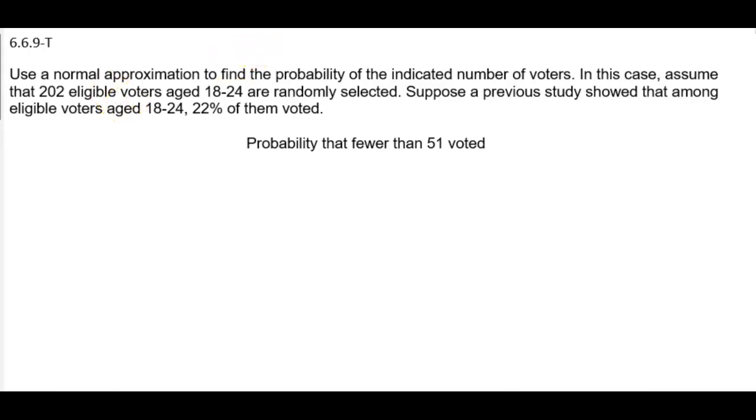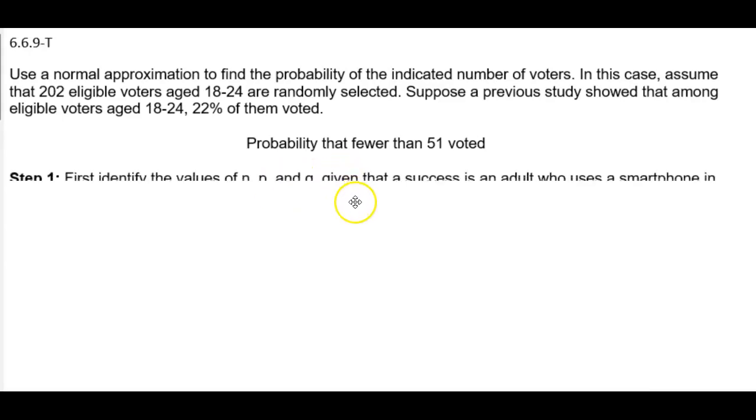Use a normal approximation to find the probability of the indicated number of voters. In this case, assume that 202 eligible voters aged 18 to 24 are randomly selected. Suppose a previous study showed that among eligible voters aged 18 to 24, 22% of them voted. So we want to find the probability that fewer than 51 voted.